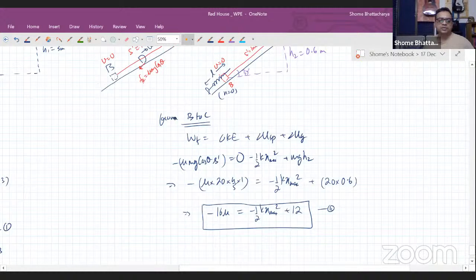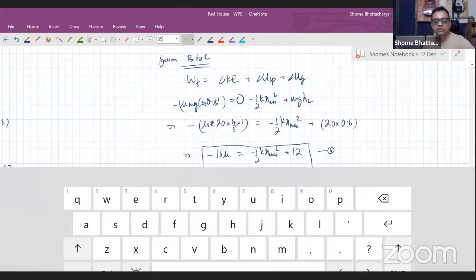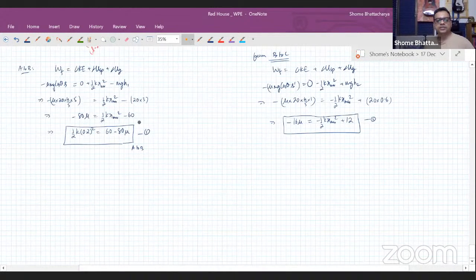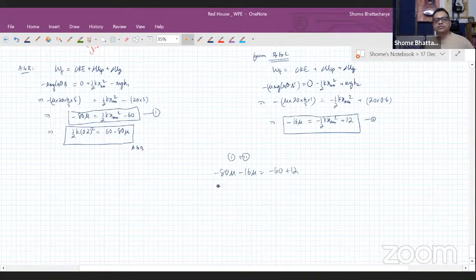So compare it with our first equation and we'll be able to solve for both the unknowns. Compare this equation and this equation. So just add the two equations and your half kx square goes away. So minus 80 mu on this side minus 16 mu on this side is equal to minus 60 plus 12. So we get minus 96 mu is equal to minus 48. So mu is coming out to be 1 by 2 or 0.5.